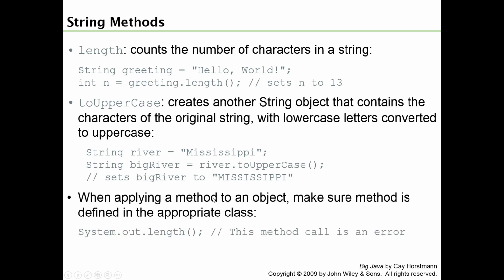Now when applying a method to an object, make sure the method is defined in the appropriate class. So again, here you're using PrintStream and you're trying to call a method that belongs to the String class, and of course that doesn't work, and the compiler will complain.